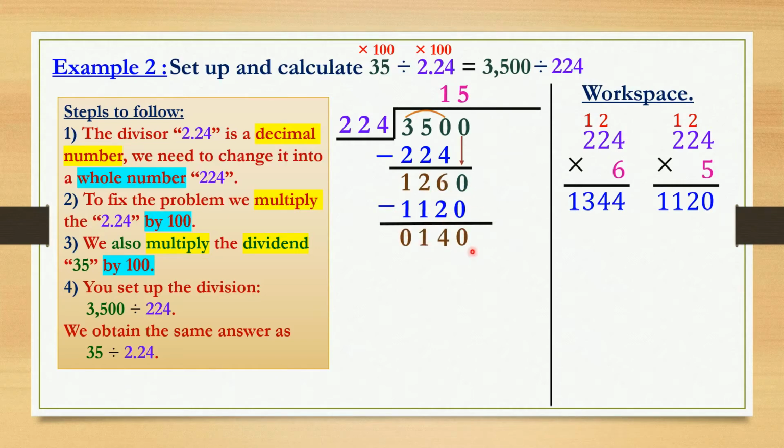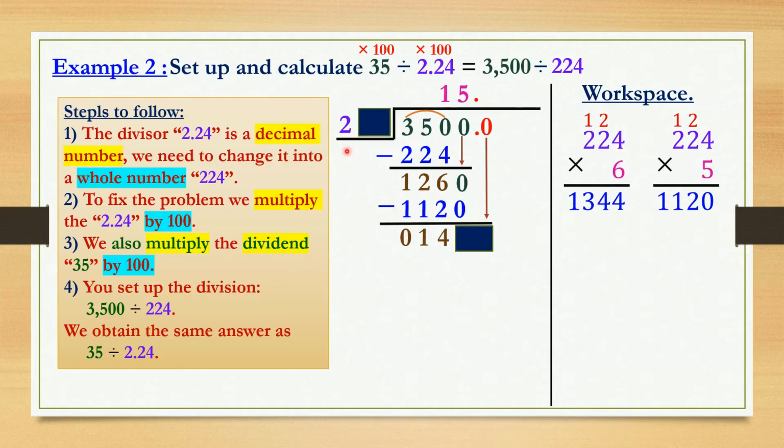It's 140. Now the remainder is not 0 yet. I need to add 0.0 to the dividend, and before we slide the 0, the 10th digit, we need to place a decimal point in the quotient. Once we slide the 0, we obtain 1400. Let's divide it by 224. We need to hide 2 digits in the dividend and divisor.